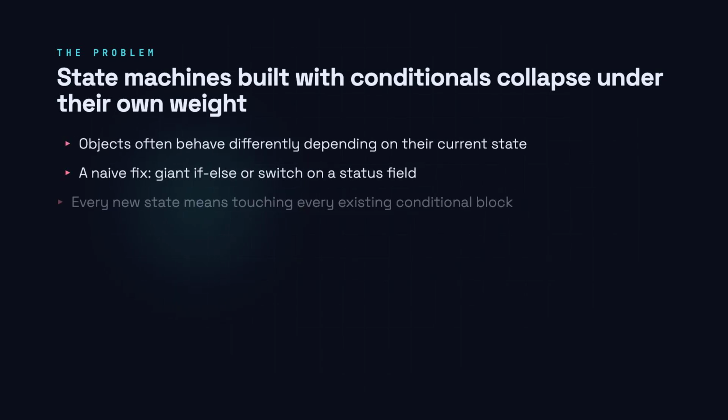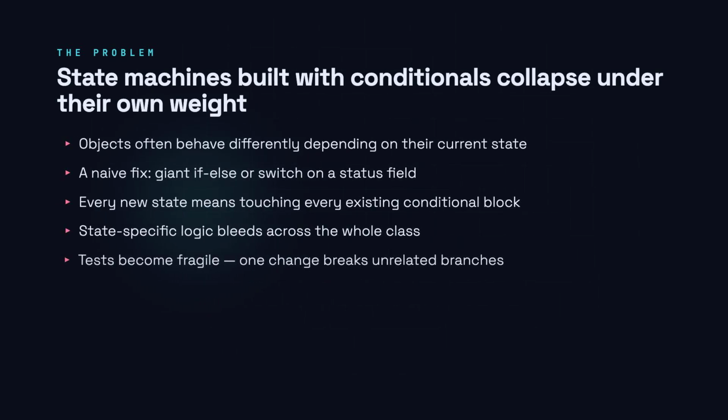Imagine a vending machine. It behaves completely differently depending on whether it is idle, has money inserted, or is dispensing a product. The obvious code has a status string and a big switch statement in every method. The moment you add a fourth state, say out of stock, you must hunt down every switch and add a new case. Miss one and you have a bug. That fragility is the pain this pattern was designed to cure.